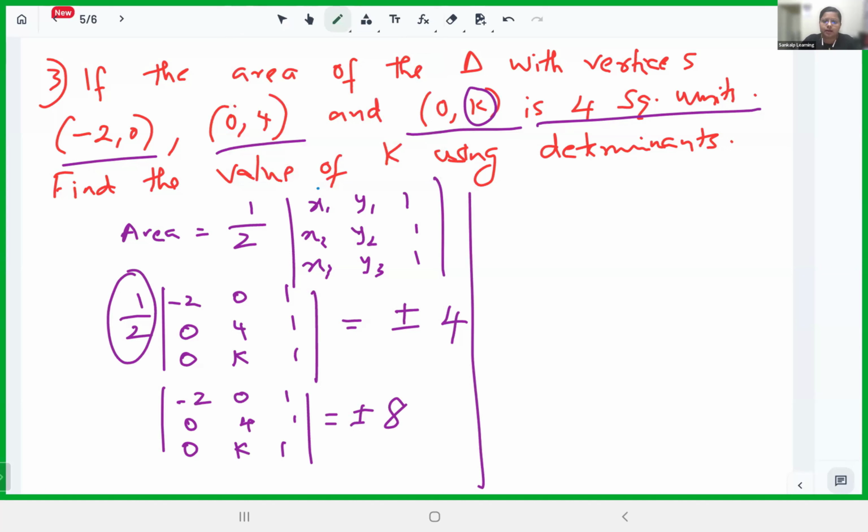So it is a 3 by 3 determinant. I am expanding it along the first row. So this will be minus 2 into, minus 2 into, so this is what I'm considering. Okay. So what is remaining here?